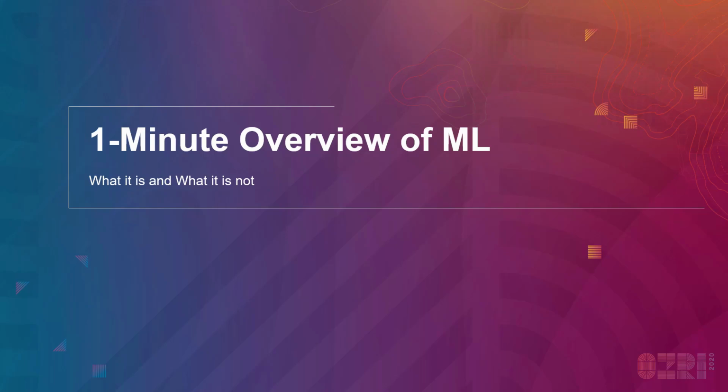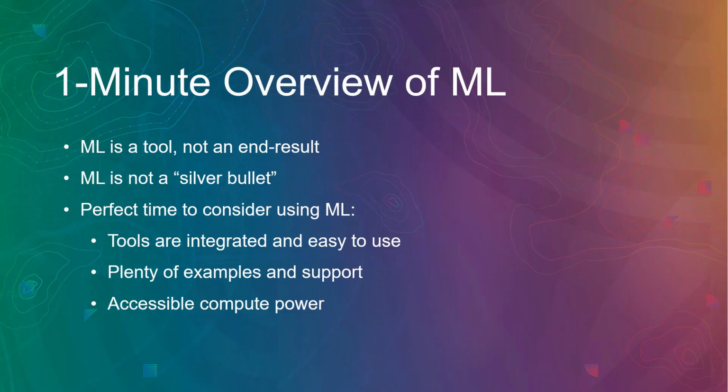A 1-minute overview of machine learning. The first thing that I want to make very clear is that ML or AI or GeoAI is a tool. It's not an end result in and of itself. It's a means of getting there. And while ML is a powerful and adaptable tool to use, it's not automatically the best tool for every single GIS task. It's not a silver bullet. It may very well be that the tasks that you're looking to accomplish can be done more accurately and more efficiently using another GIS or geoprocessing workflow.